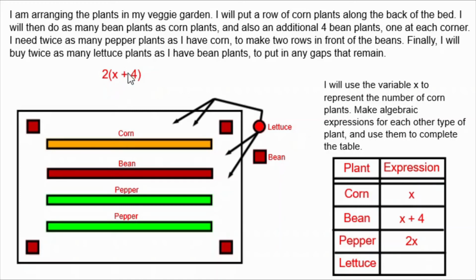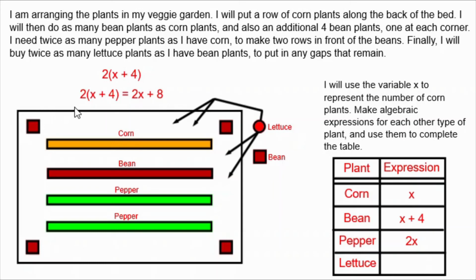And if a student put this expression, 2 open bracket x plus 4 close bracket, into the table, the student would be correct. It's an algebraic expression that correctly shows how many lettuce plants I need. One last detail, though, is that that algebraic expression is not simplified. In order to get perfect marks on the question, the student should be able to simplify it.